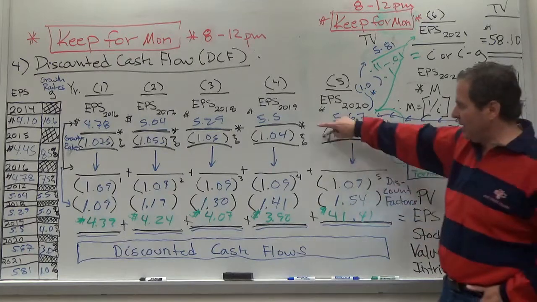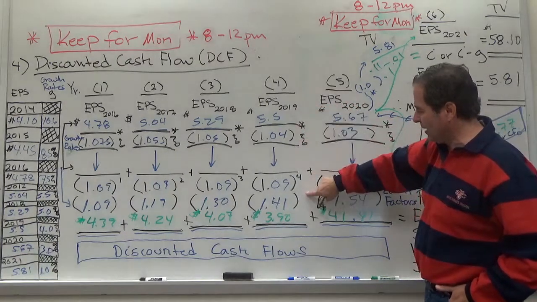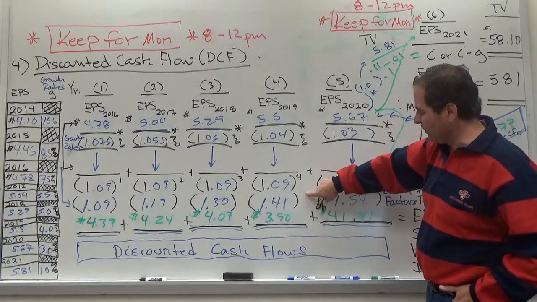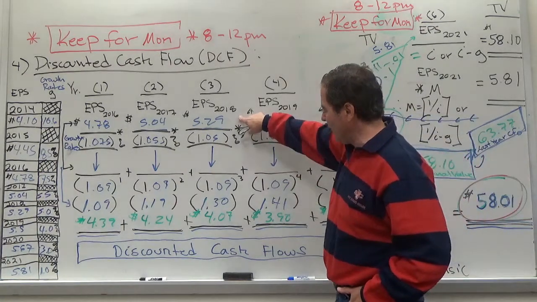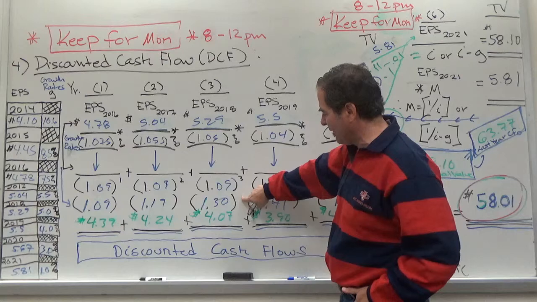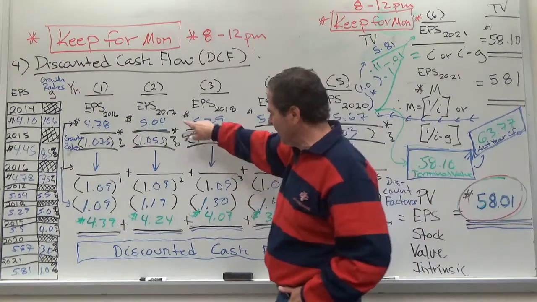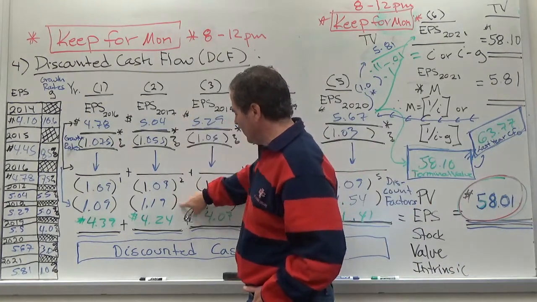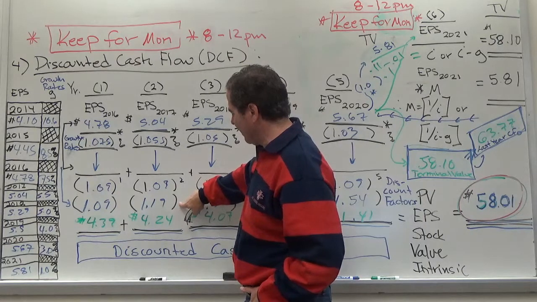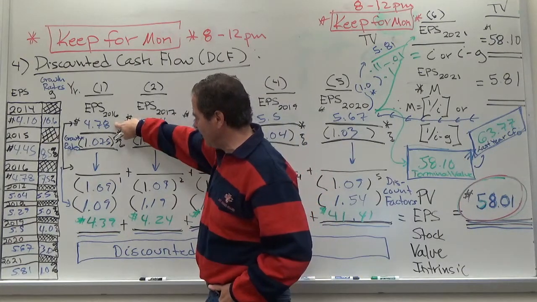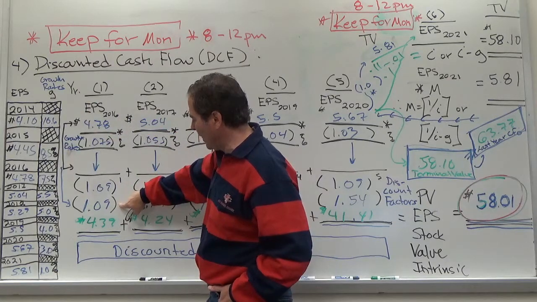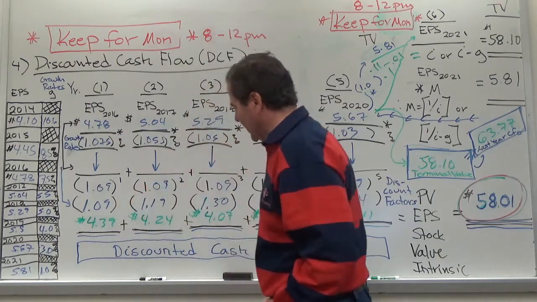Then we discounted the earnings per share by the discount factors for year 4. That came out to be $3.09. $5.29 divided by 1.3 discount factor, $4.07. $5.04 divided by 1.19 discount factor gave us $4.24. And the $4.78 divided by the 1.09 gave us $4.39.